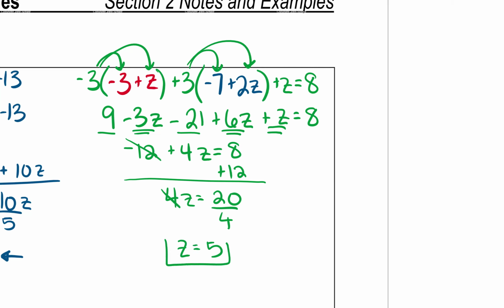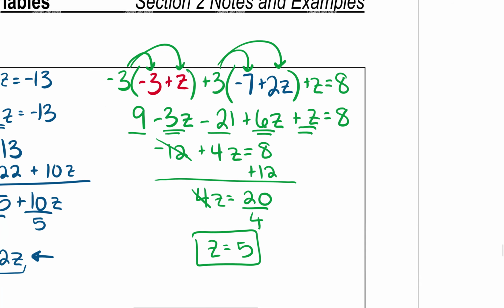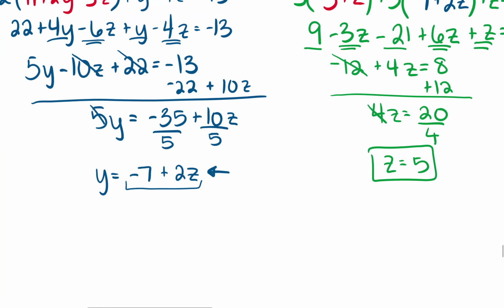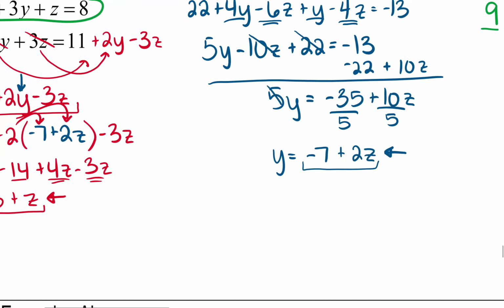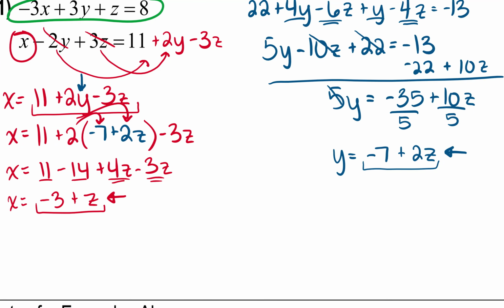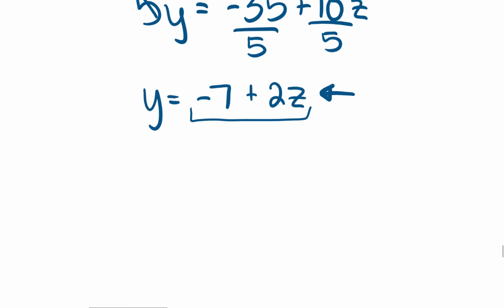Yay. Now that we have z as a number, we can go back and plug the z, the 5, into both the x and the y to find x and y, right? So let's do y. Oh no. Alright.